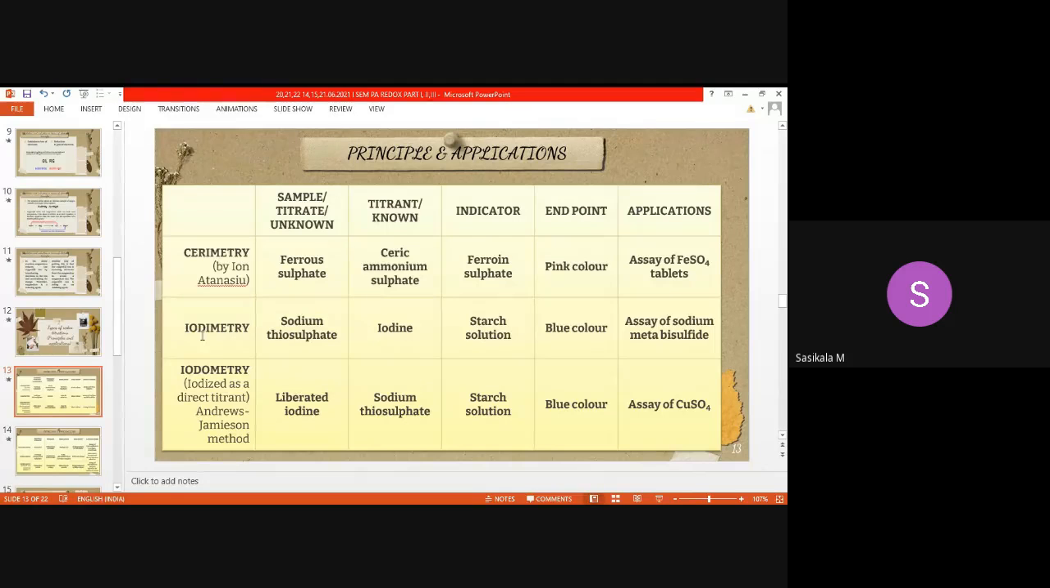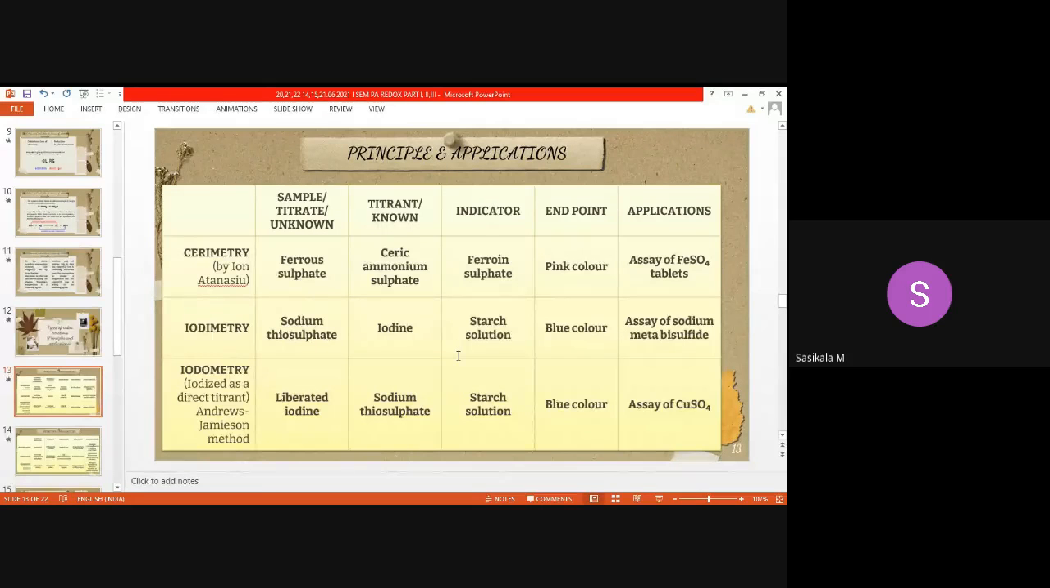It is called iodimetry. Iod represents iodine. Iodine is directly used as the titrant for analyzing reducing substances like sodium thiosulfate and sodium metabisulfite. Generally, it is applicable for analyzing sulfites and bisulfites. You can note down the spelling here. Sulfites and bisulfites can be assayed by iodimetry. Iodimetry means direct iodine is used for titration. So the burette content will be iodine in iodimetry.